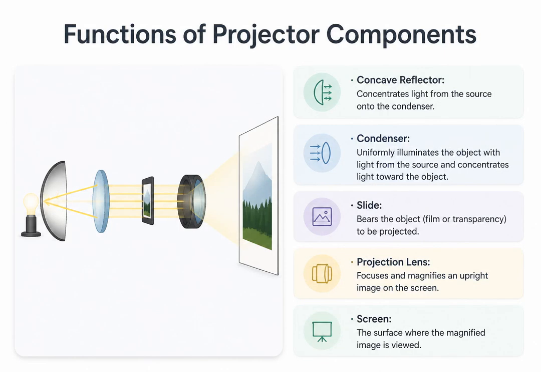The concave reflector ensures no light is wasted by concentrating light from the back of the lamp forward onto the condenser. The condenser's job is to uniformly illuminate the slide, preventing hot spots and concentrating the light toward the object. The slide itself bears the object or film to be projected. The projection lens is responsible for focusing and magnifying the light to form an upright image on the screen, which is the surface where the final image is viewed.